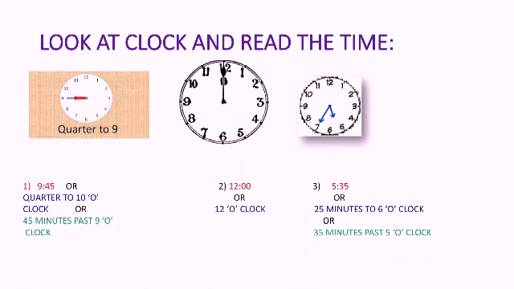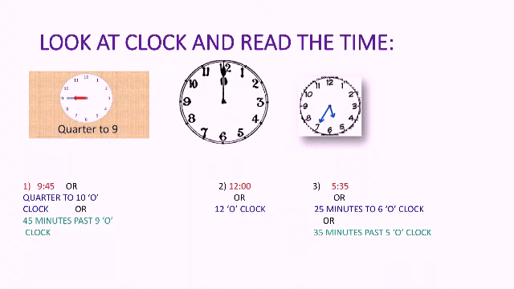Now, third one. Look here. The hour hand is between 5 and 6. So you will write 5 first, then give dot dot. And the minute hand is pointing at 7. That means 7 5s are 35. Write 35 after dot dot. So your time is 5 dot dot 35. That is 35 minutes past 5 o'clock. Or you can write 25 minutes to 6 o'clock.